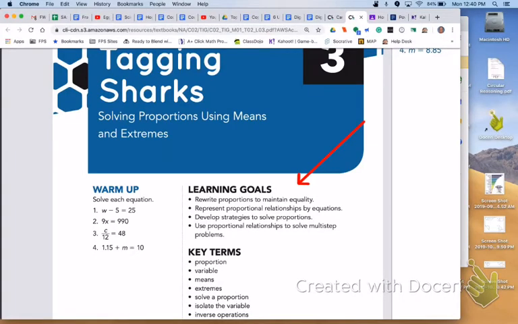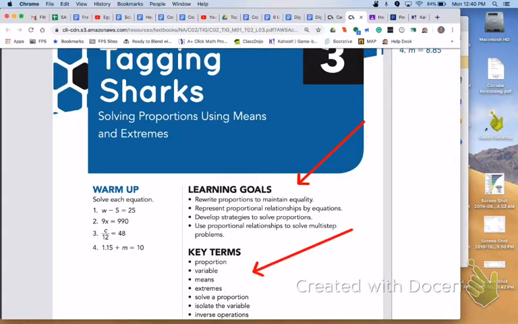Hi class, in lesson 3 you will be solving proportions using means and extremes. Learning goals for today: rewrite proportions to maintain equality, represent proportional relationships by equations, develop strategies to solve problems, and use proportional relationships to solve multi-step problems.